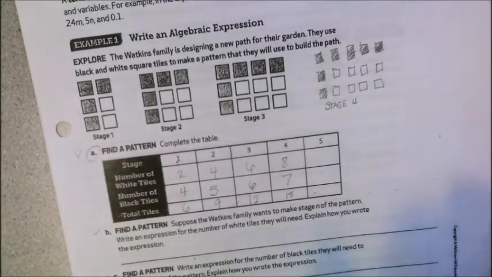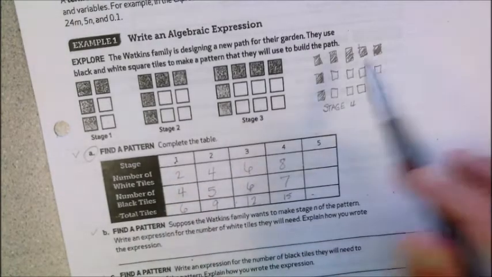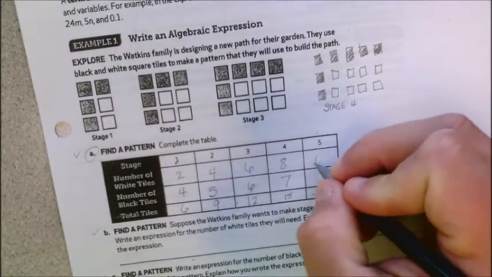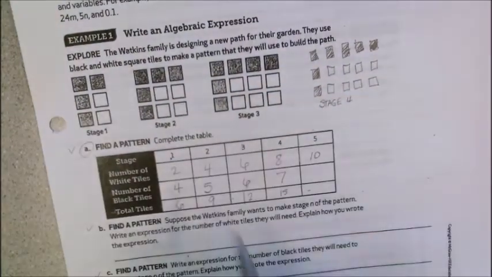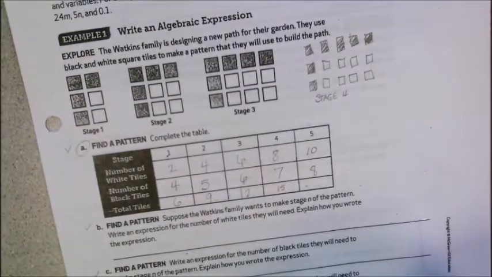Okay? Now, I think you see patterns here forming, or at least I hope you do, and there's no need to continue to draw the pictures out. 2, 4, 6, 8. What's the next one? 10. Good. 4, 5, 6, 7. Next one? 8. Good. Okay?